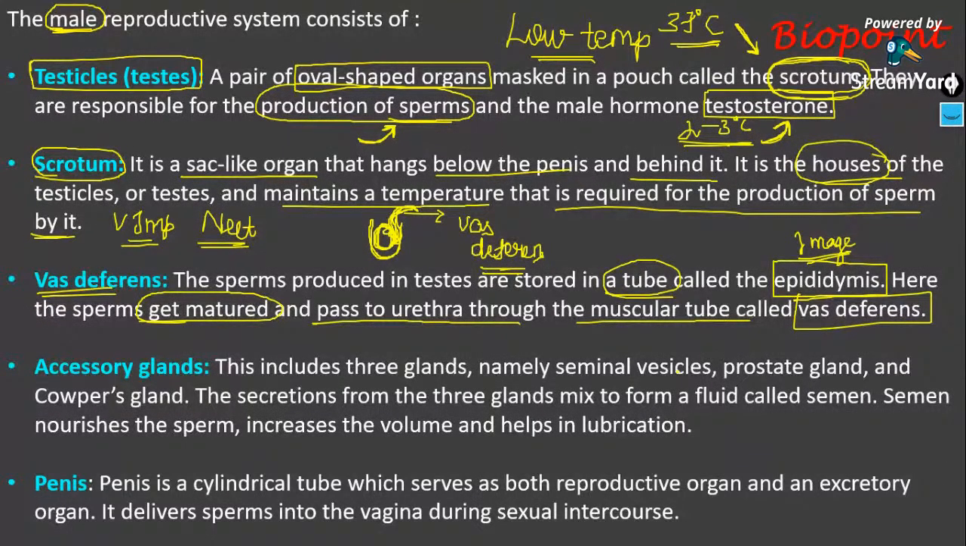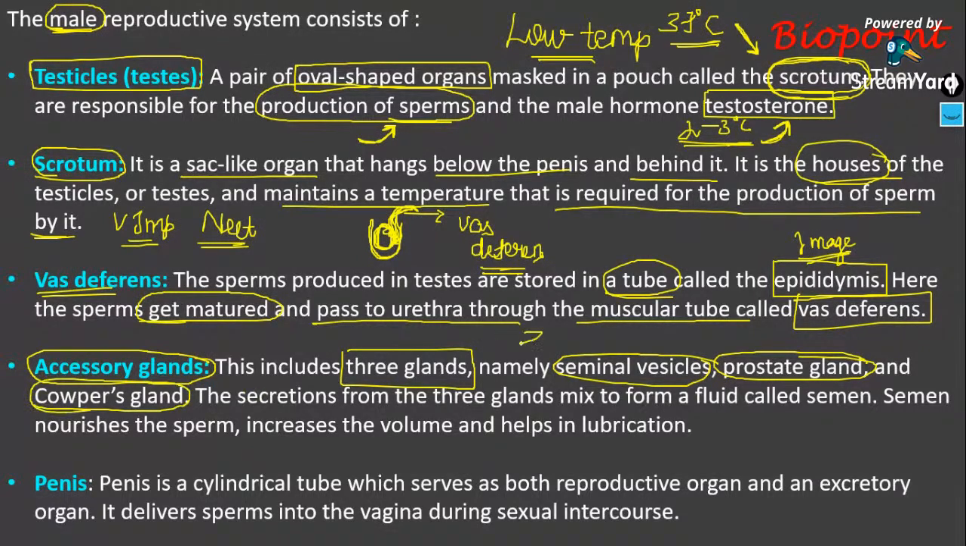Is it clear? As we have already studied, in the male reproductive system you have certain accessory glands, which are three glands: the seminal vesicle, the prostate gland, and Cowper's or bulbourethral gland. So there are mainly three different glands present in the male reproductive system. Yes, Saksham is here. Yes. So the secretions of all these three glands mix together to form semen.